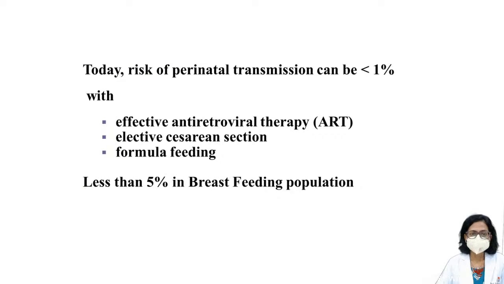But as of today, the risk of perinatal transmission can be reduced to less than 1% with effective antiretroviral therapy, cesarean section and formula feeding, and to less than 5% if the woman is in the breastfeeding population. So that is a reduction from almost 25 to 40% to less than 1%.